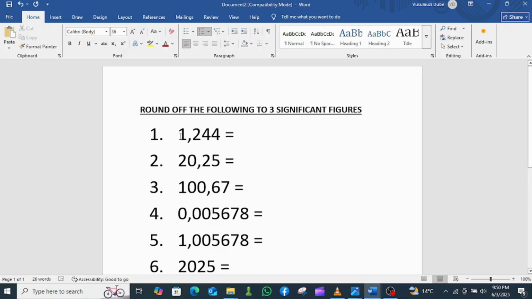1,244. To round off to 3 significant figures, I will count 1, 2, 3, and then I look at the fourth number. Since the fourth number is less than 5, I won't add anything on this third number, so my answer is 1,24.